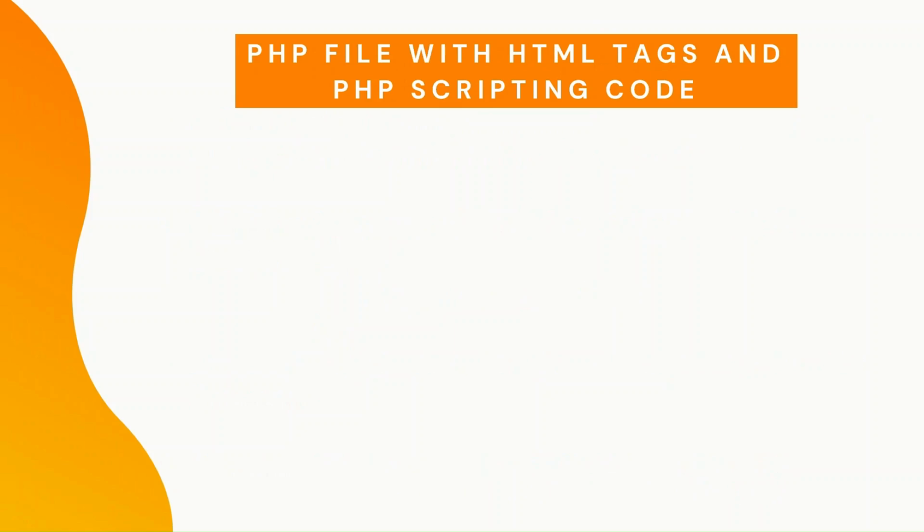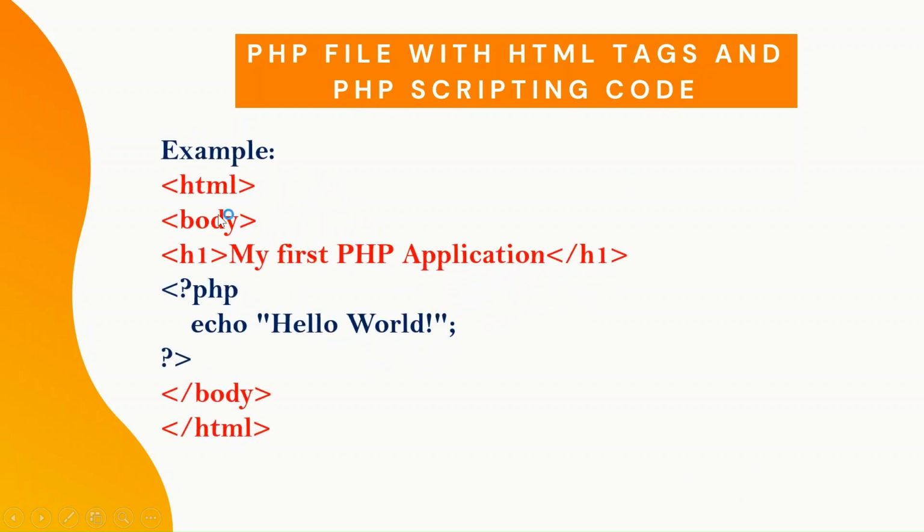Now a PHP file contains HTML tags as well as the PHP scripting code. Here is an example. We start our program with HTML, then body, then an h1 heading tag, and you write some description like my first PHP application and close the heading tag. Then here you can see the PHP scripting code, less than question mark PHP.